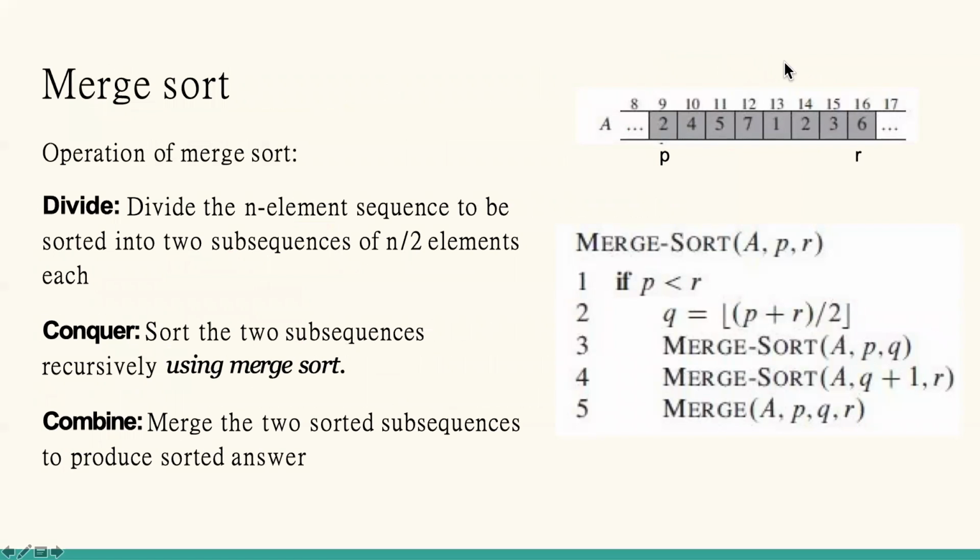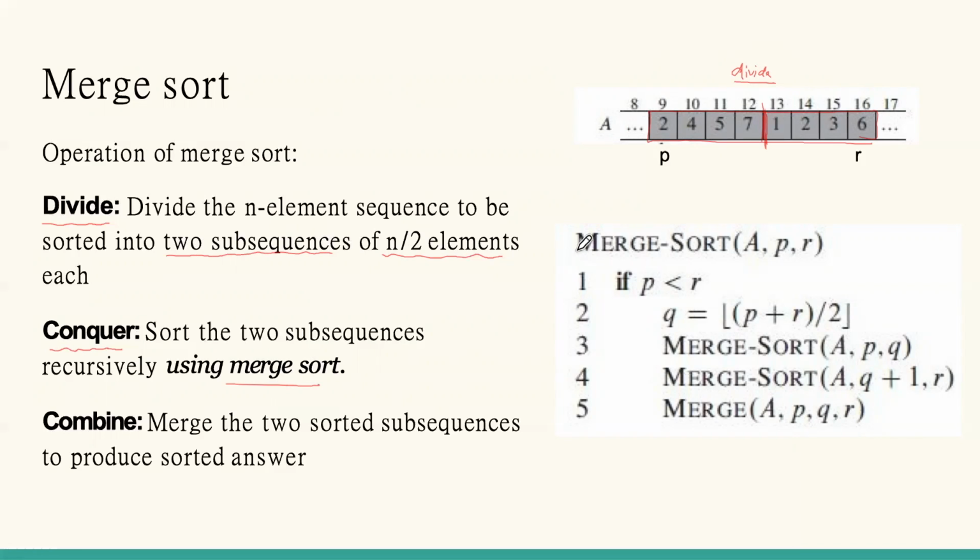Now let's look at the merge sort algorithm and see how this divide and conquer design applies to it. So basically the operation in merge sort is exactly the same. We first divide, that is, given an array of elements like these, we divide the elements into 2 subsequences of n by 2 elements each. So we break it in the middle, and then we've divided it, right? We break it into 2 lists that need to be sorted. The next step is to sort the 2 subsequences using the merge sort algorithm.